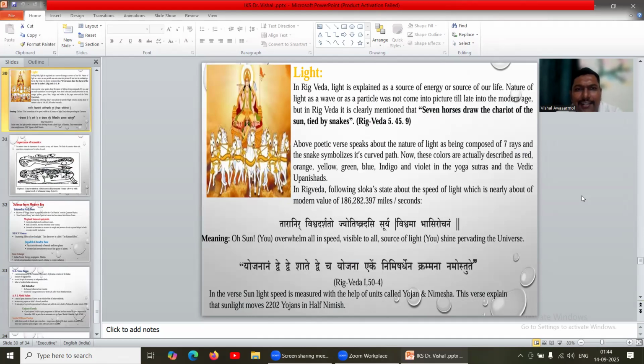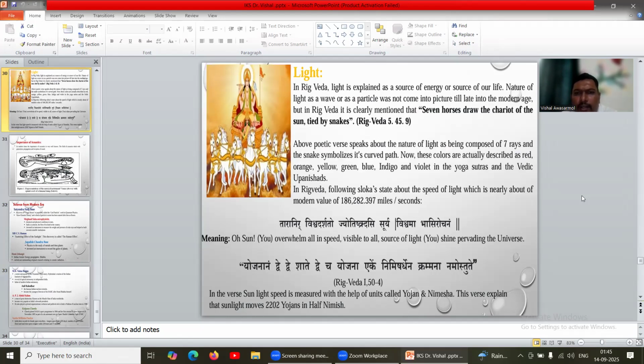Now we see a point on light. In the Rig Veda, light is explained as a source of energy, or a source of our life. The nature of light as a wave or as a particle did not come into the picture until late in the modern age. But in the Rig Veda, it is clearly mentioned that 7 horses draw the chariot of the sun, tied by snakes. This poetic verse speaks about the nature of light as being composed of 7 rays, and the snake symbolizes its curved path.